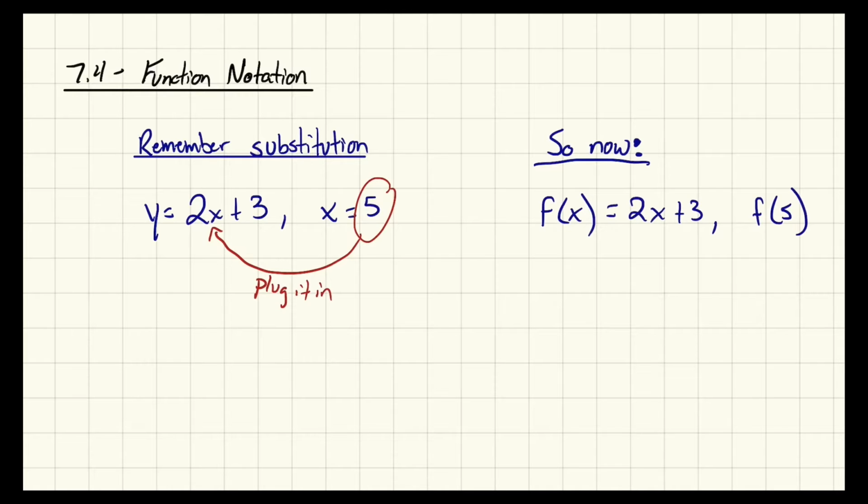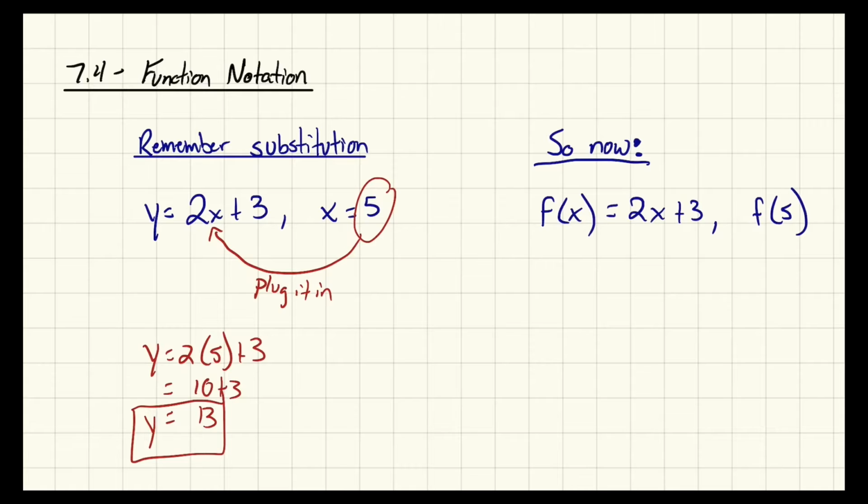Right, and we covered that. So then we end up rewriting the equation with the 5 plugged in, and we solve, right? 5 times 2 is 10. 10 plus 3 is 13. And we get our answer, right? No big deal. We know how to do that. Well, now we have our function notation.